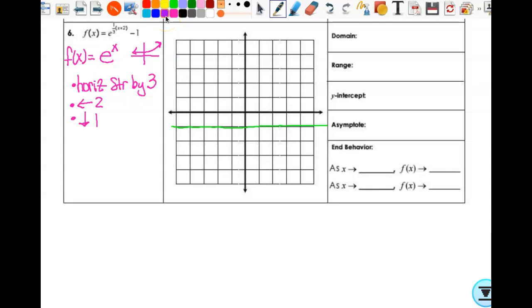Okay. Start with my anchor points. If I substitute in 0, I get 1. Horizontal stretch by 3 doesn't do anything. And then I move to the left 2 and down 1. I end up right here.